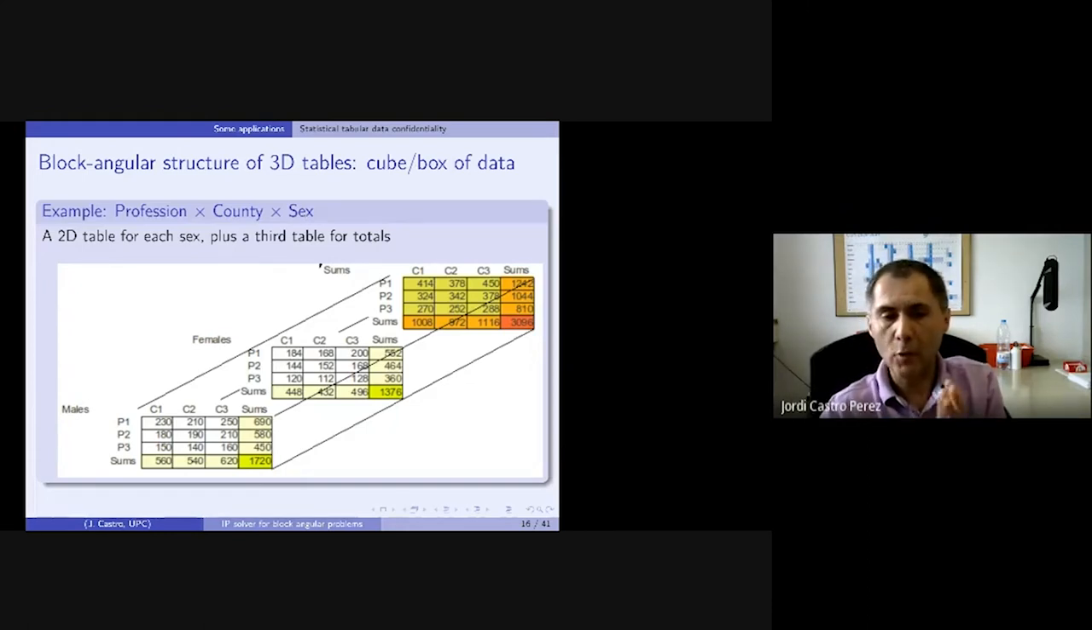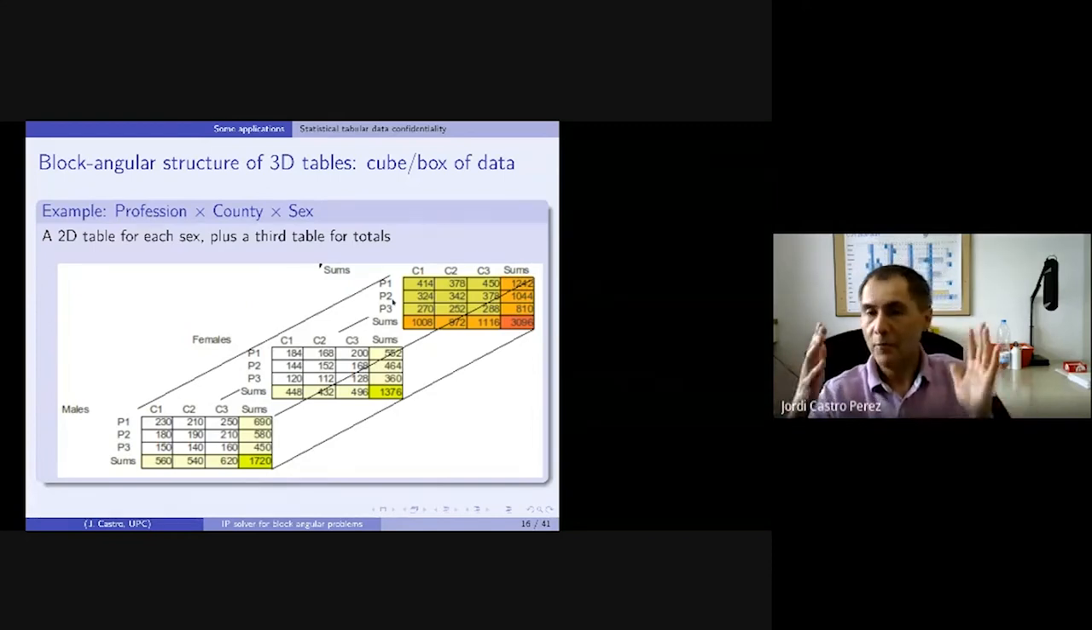Our three-dimensional table will be something like that. We have, for each profession and county, the number of males in this table, the number of females in this table, and that's the total for males and females. So this table has a block angular structure. When you try to represent this as constraints, you have a block angular structure, because the first group of variables are for males, the second group is for females, and you have some linking constraints imposing that the values for males plus females have to be equal to the total. These are the linking constraints.